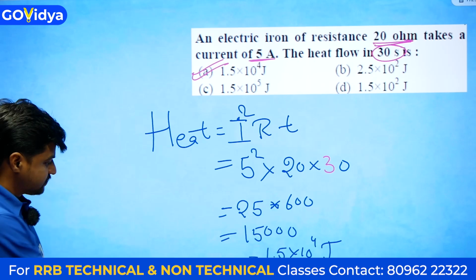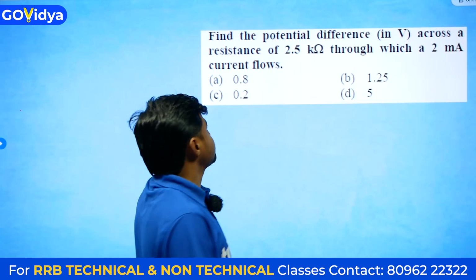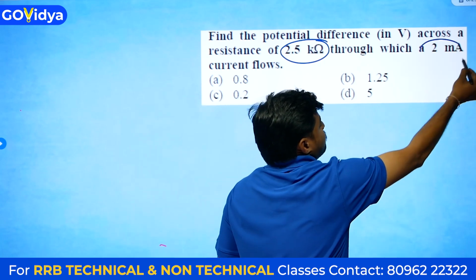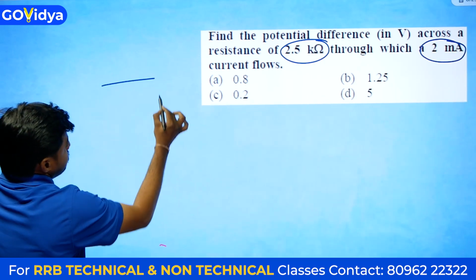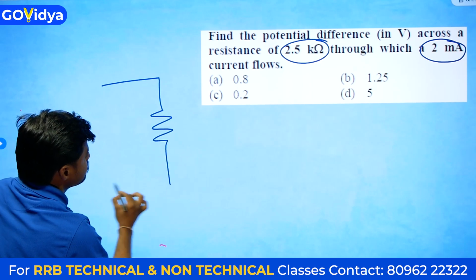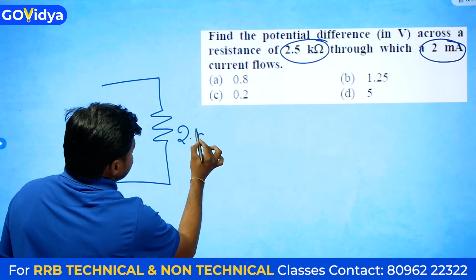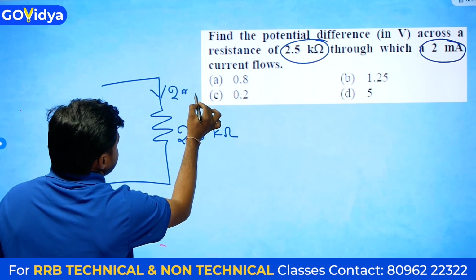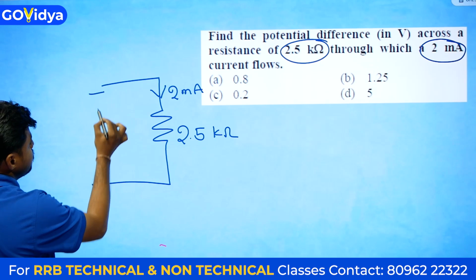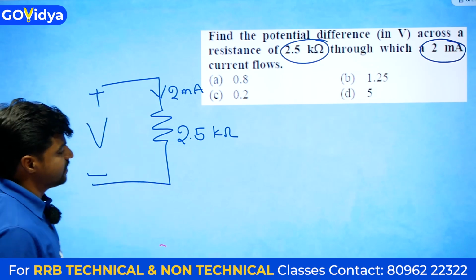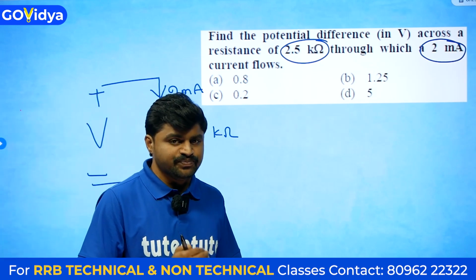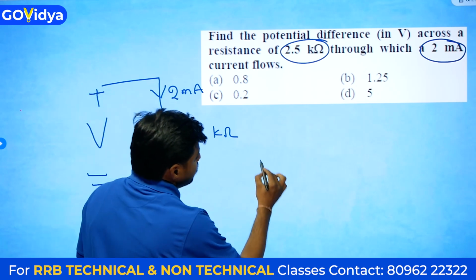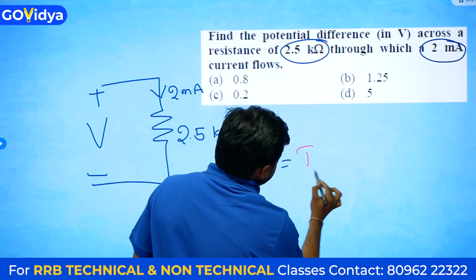Next question. Find the potential difference in volts across a resistance of 2.5 kilo ohms through which 2 milliamperes is flowing. One resistor is given, with value 2.5 kilo ohms, and 2 milliamperes current is flowing. We have to find the potential difference across this resistor. We know Ohm's law: voltage is equal to current into resistor, V is equal to IR.